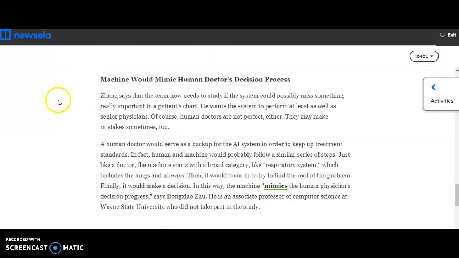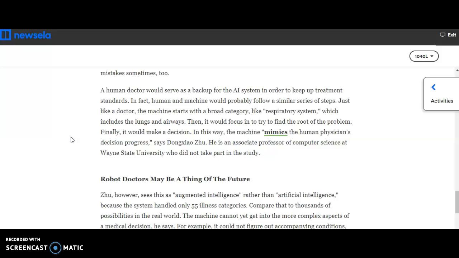New subheading. "Machine would mimic human doctor's decision process." Zhang says that the team now needs to study if the system could possibly miss something really important in a patient's chart. He wants the system to perform at least as well as senior physicians. Of course, human doctors are not perfect either. They make mistakes sometimes too. A human doctor would serve as a backup for the AI system in order to keep up treatment standards.